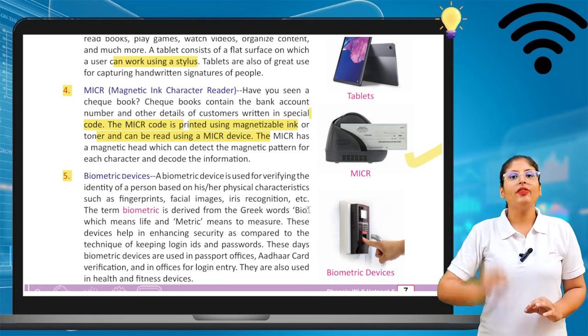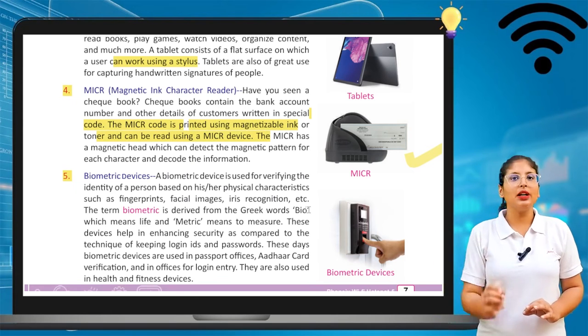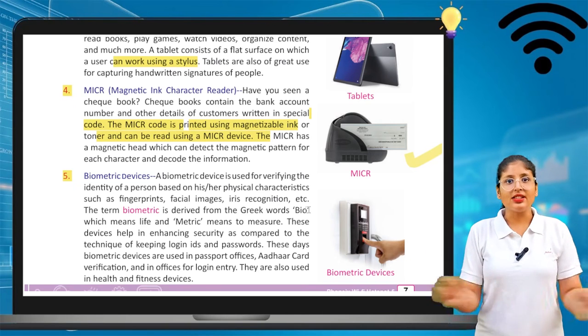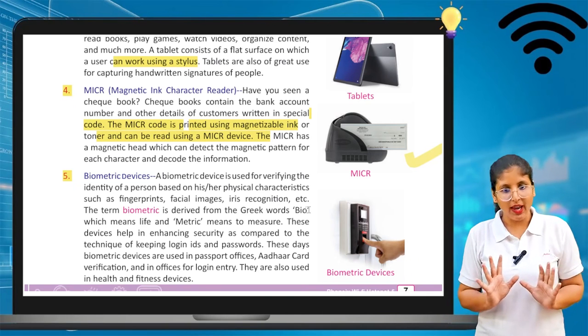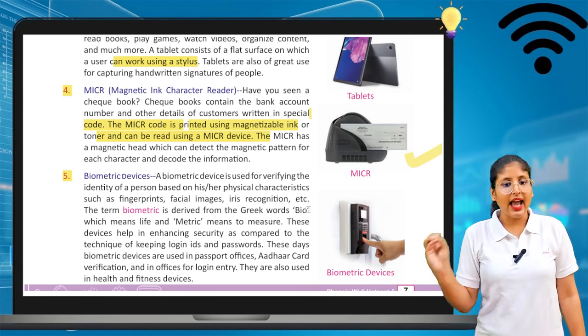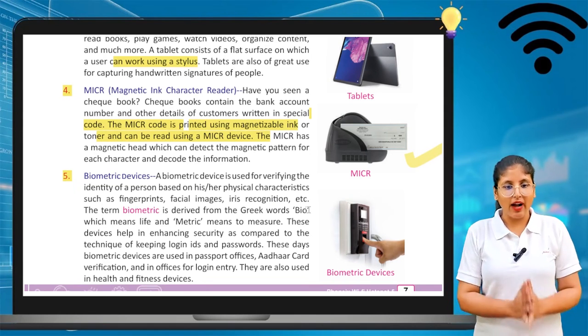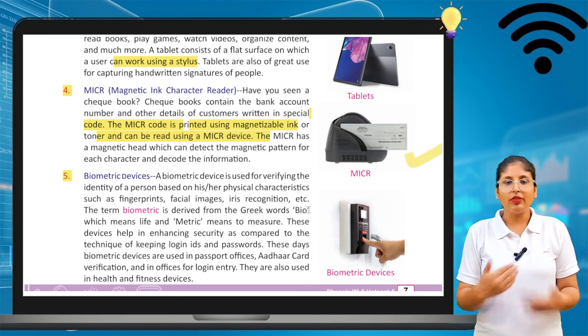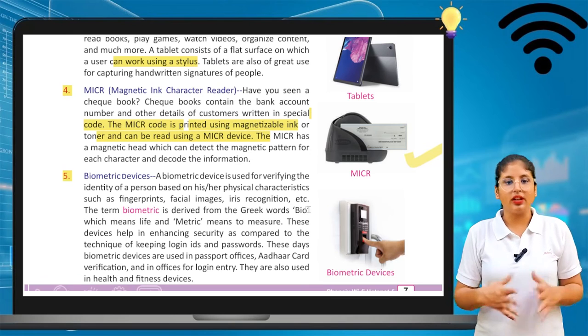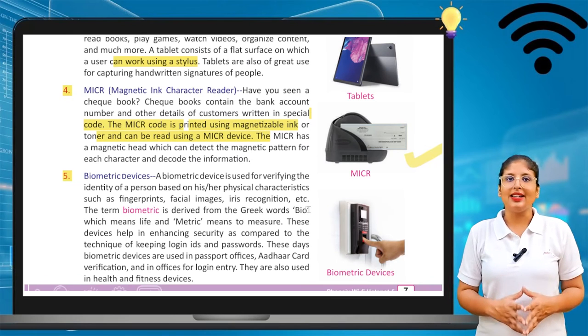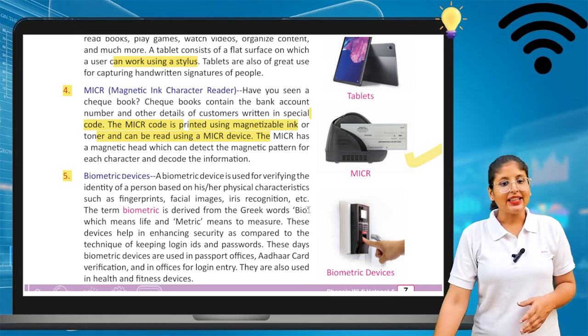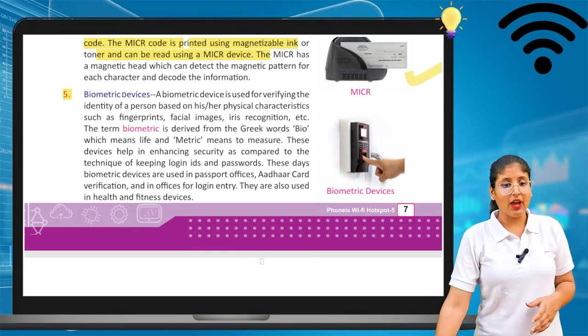So with the help of the MICR device, we can read the code which is there on the checkbook. The MICR has a magnetic head which can detect the magnetic pattern for each character and decode the information. So with the help of this code, they can decode the information. So this is MICR. Okay, the next device, the fifth, is the biometric device.